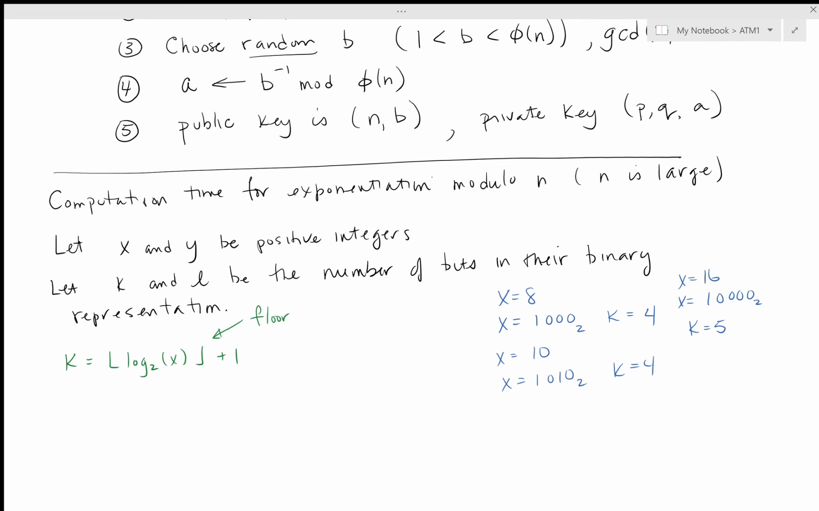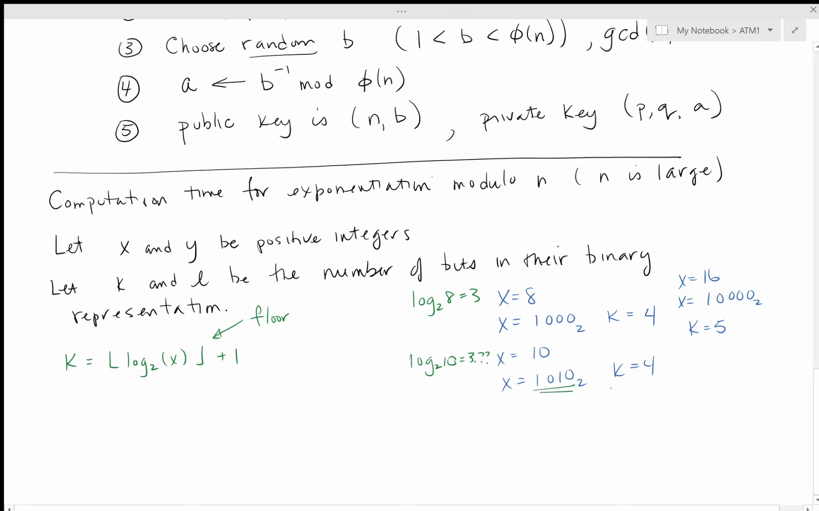In this case, when you take log to the base 2 of 8, you get 3, and 3 plus 1 is 4. When you take log to the base 2 of 10, you get 3 point something. I don't have my calculator going here, but there's going to be some decimals there. It won't be 4 though, because log to the base 2 of 16 is 4. So it'll be 3 point something, and then you take the floor, which is 3, and add 1 and you get 4, and that's indeed how long this is.